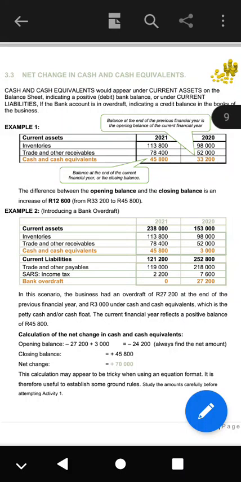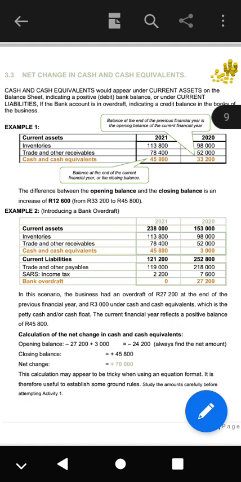Okay, now we are going to look at the net change in cash and cash equivalents in detail so that we can have a full understanding, especially when we are answering questions in the examination. We'll know exactly how to undertake such.